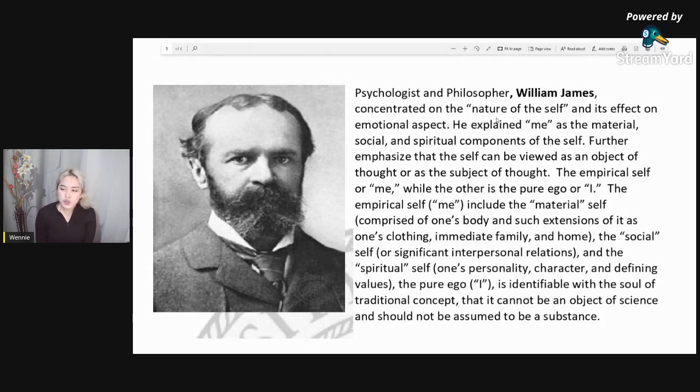While the pure ego or the I is identifiable with the soul of the traditional concept, that it cannot be an object of science and should not be assumed to be a substance. So to simplify, I is the self that knows who they are and what they have done in their life.